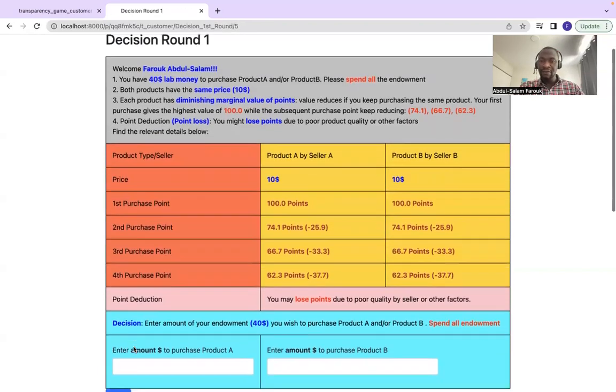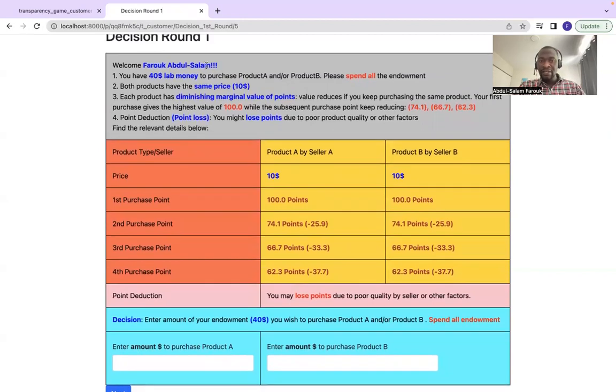So let's go on to the very first page. As I mentioned earlier, my name is Farouk, so that's fine. In your case, your name will be different. You'll be given $40 in lab currency. These lab currencies are not the actual Canadian or American dollar. This is just lab currency to tell you that within this artificial setup, this is the money you have for your decision-making process. And please make it a point to spend everything that has been given to you. In terms of price, both goods have the same price, $10 each, and you can decide to buy fractions of each good.